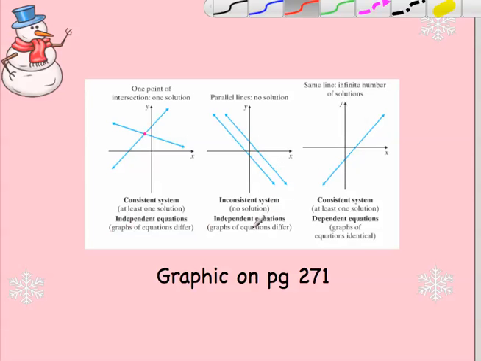These two also are independent equations because they each have separate lines, whereas the one that has an infinite number of solutions, these equations are said to be dependent.